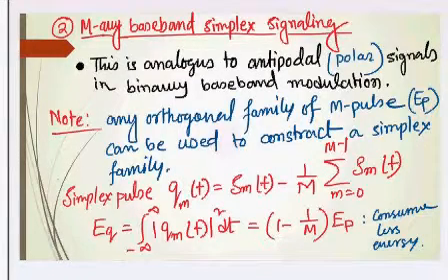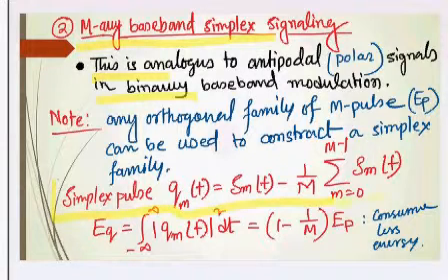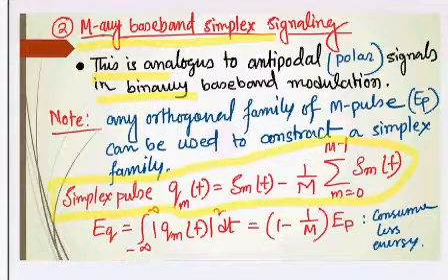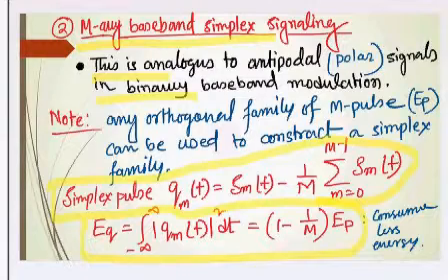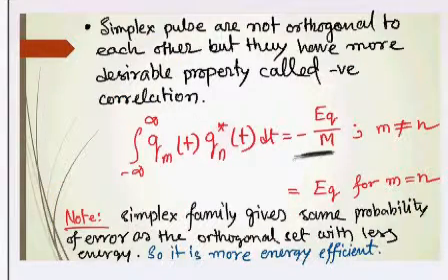Now M-ary baseband simplex signaling. In this case, this is similar to the antipodal signaling in the binary baseband modulation, right? And this simplex family can be obtained from the orthogonal family from this relationship. And this is the energy equation of the simplex family, and you can see that the energy of the simplex family is smaller than the energy of the orthogonal family in the baseband M-ary signaling scheme. So the simplex family contains very less energy, and they also give the negative correlation.